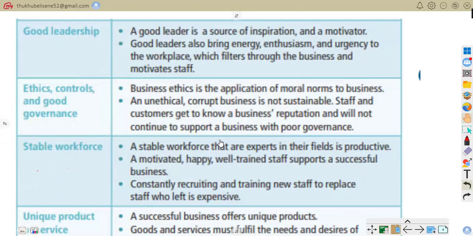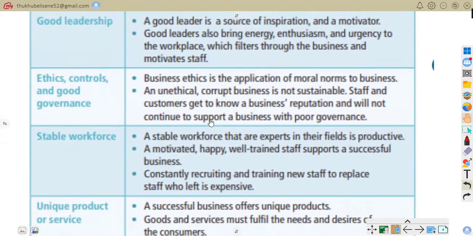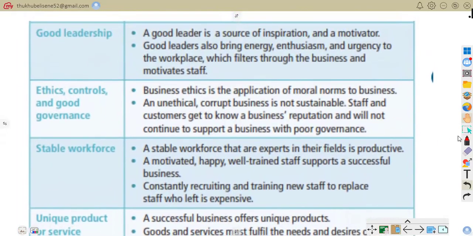Let us move forward. Now we come to good leadership. As it says, a good leader is a source of inspiration, a motivator. Good leaders also bring energy, enthusiasm, as well as agency to the workplace, which filters through the business and motivates the staff. That is good leadership.